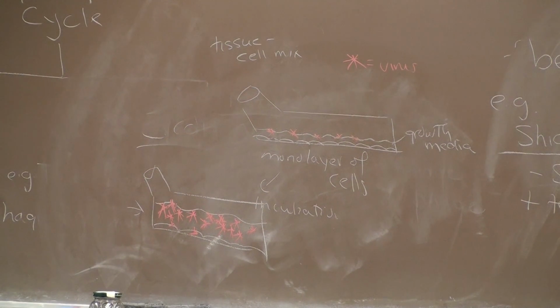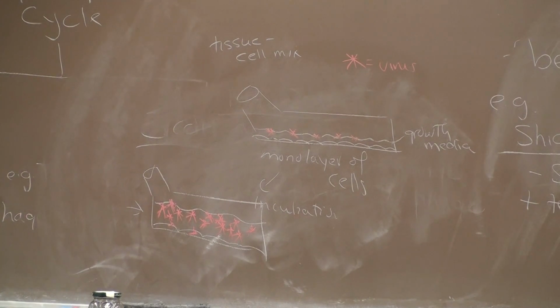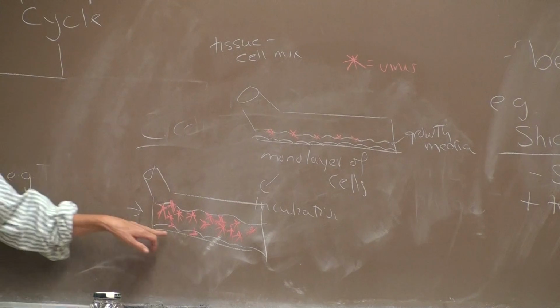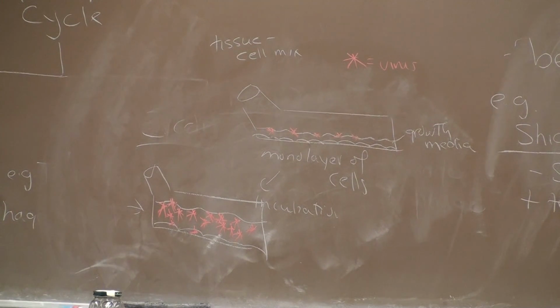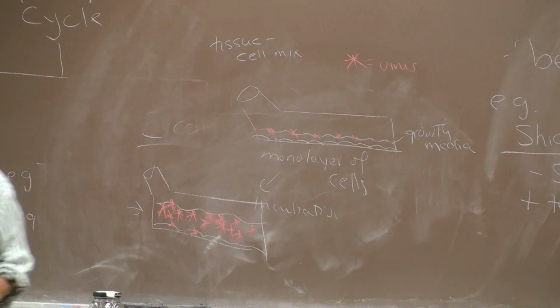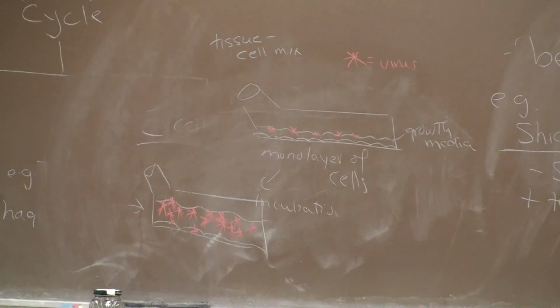So, for example, you can't grow hepatitis B virus in tissue culture. You can't grow hepatitis C virus in tissue culture because the liver cells won't express the correct receptors, right? So again, still have some problems, but it was a huge breakthrough.